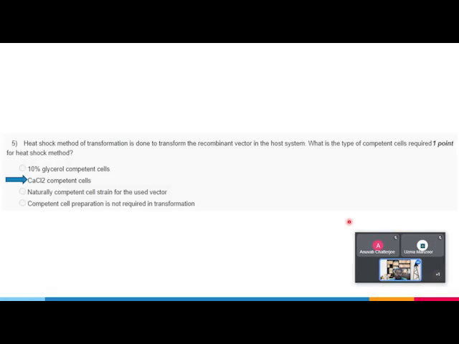So the heat shock method of transformation is done to transform the recombinant vector in the host system. What is the type of competent cells required for the heat shock method? The answer is calcium chloride competent cells.